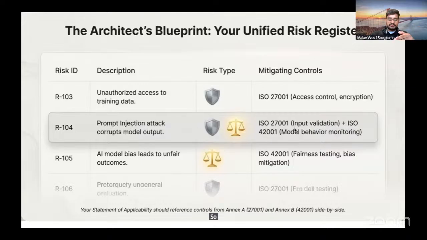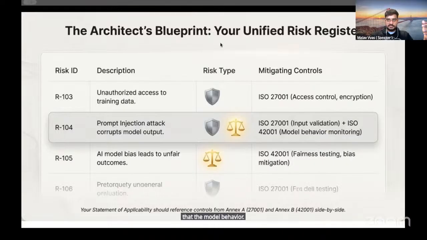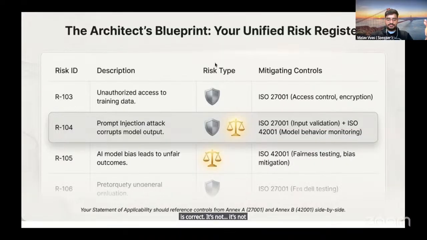ISO 27001 should be validating what kind of input is being passed to the model. At the same time, even if a bad input is passed to the model, 42001 ensures that the model behavior is correct, that it's not going bad or doing anything wrong in cases such as prompt injection. And if we talk about bias, all AI models have bias, and that should be covered through ISO 42001 as fairness testing, right? Whether the model is free from bias as much as possible.